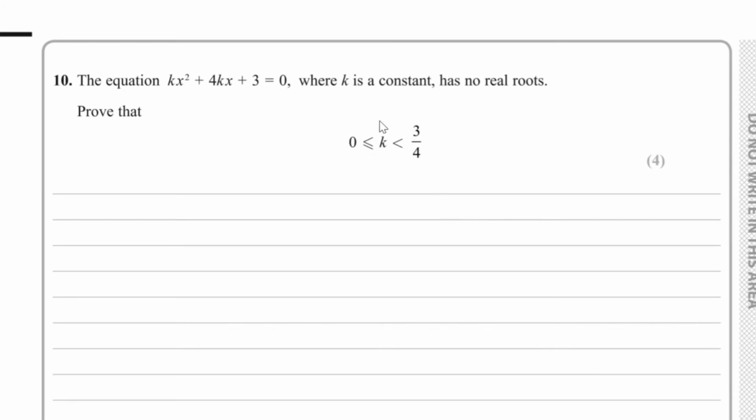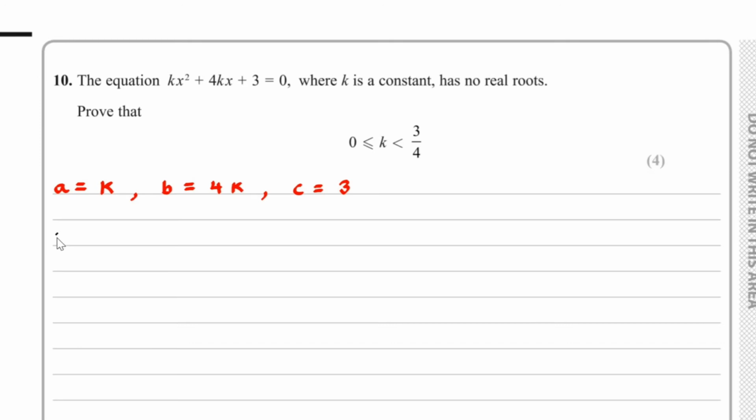Question number 10. The equation kx squared plus 4kx plus 3 equals 0, where k is a constant, has no real roots, and we have to prove that 0 is less than or equal to k, which is less than 3/4. We need to use the discriminant, and that's suggested by the phrase no real roots. So for the discriminant, first of all, you can see a is equal to k, b is equal to 4k, and c is equal to 3.